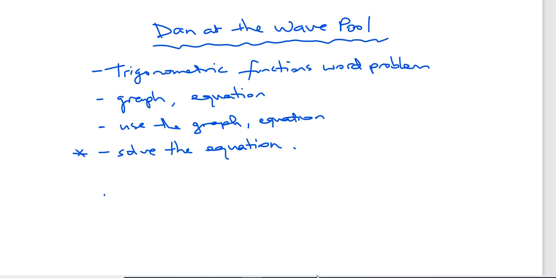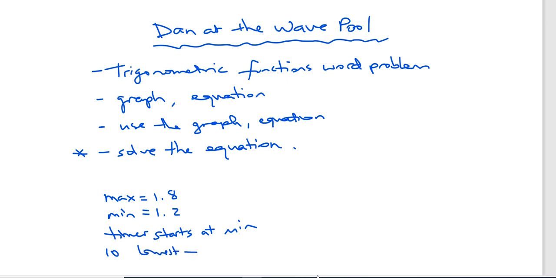First of all, we know that the maximum height is 1.8. The minimum height is 1.2. We know that the timer starts at the minimum, so I'm just going to write that down. And we know that it's 10 seconds to go from the lowest to the highest, back to the lowest. So that tells us that there's going to be a period of 10 seconds. So I'm going to sketch this.